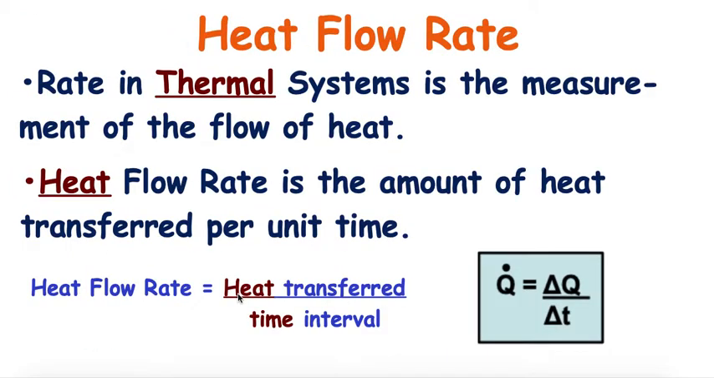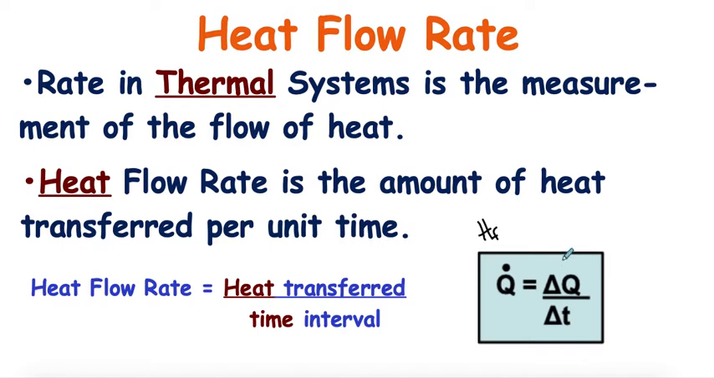So now we're talking about thermal rates. We have what's called heat flow rate. Rate in thermal systems is the measurement of how the heat moves, or the flow of heat. So our equation here is Q, which would be our heat flow rate. You could also, maybe you wanted to write heat flow or something like that. That's going to be the change in heat, or heat energy transferred, so this is going to be an energy value over a time interval.